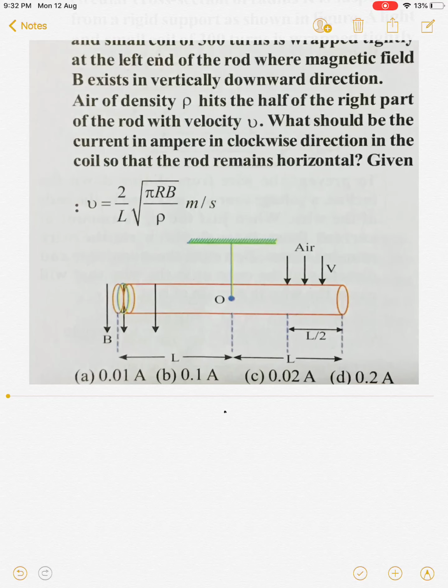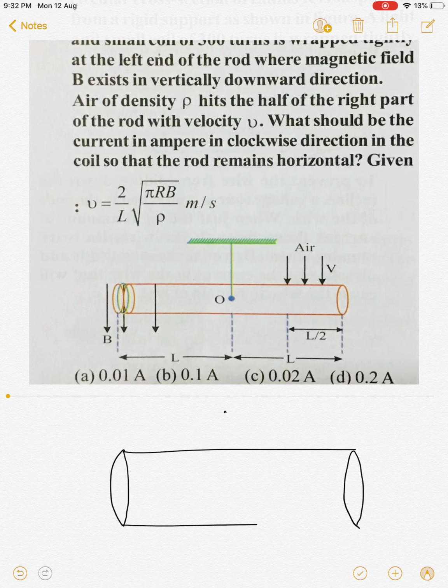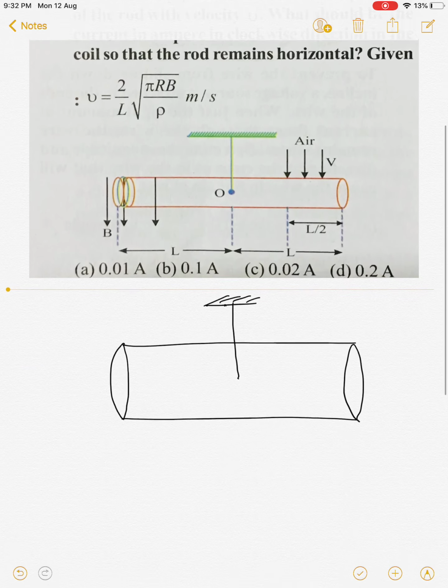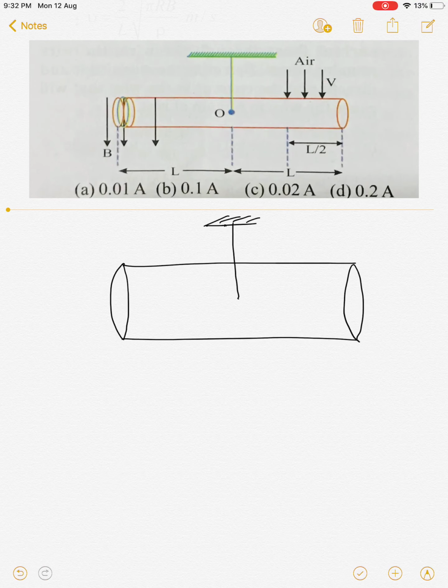Here we have to consider that the torque which is produced by a magnetic field on this current carrying coil is compensated by the torque which is produced by the force exerted by air on the other end. So we can find out the value of this torque which is exerted by the air over here.